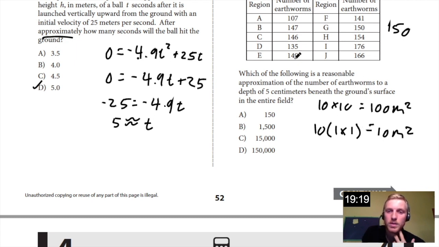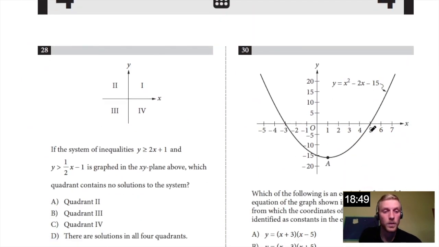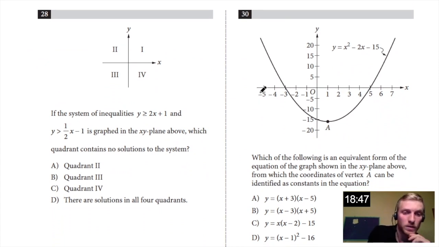So we can say each one meter squared is about equal to 150. We have 100 in total, so we can say 100 times 150 should be 15,000. And this is coming from, we have 100 meters squared in total, and in each 1 meter squared section we have 150 on average. 150 times 100 gives us 15,000. Answer C.